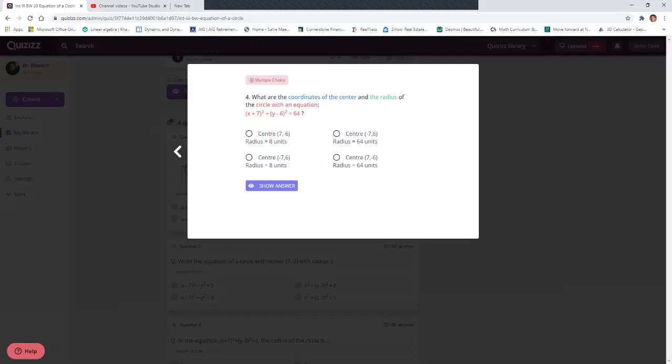Number 4, what are the coordinates of the center and radius? Well, here they give us a 64 over here, so that has to be a radius of 8, right? Because 8 squared is 64, so we know it can't be this and it can't be this. And the center has to be at -7, +6, because x minus a -7 would be x plus 7. And then, of course, we would have y minus 6. So it looks to me like the center is at -7, +6, and has a radius of 8. So this is our answer here.